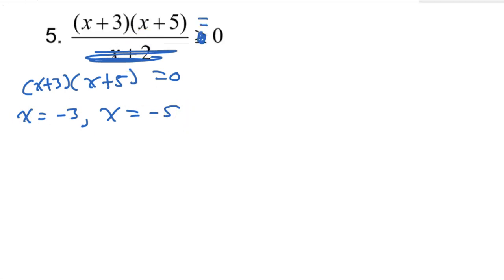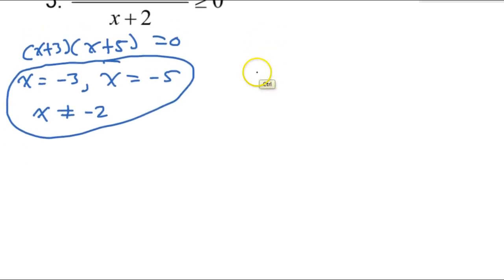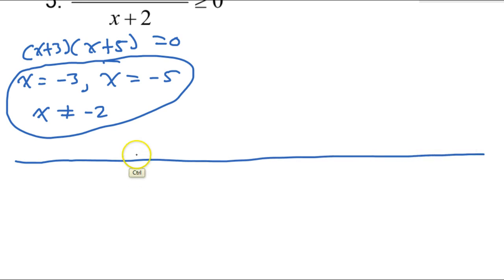But in addition to that, when you have a rational inequality, you have to worry about illegal values, because those are also critical values. So x cannot equal negative 2, because that would cause a 0 denominator. So these are my critical values. So I'm going to put all of these on my number line. Okay, so I've got negative 5 and negative 3 and negative 2.